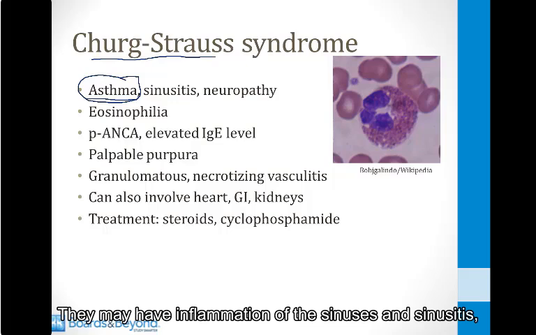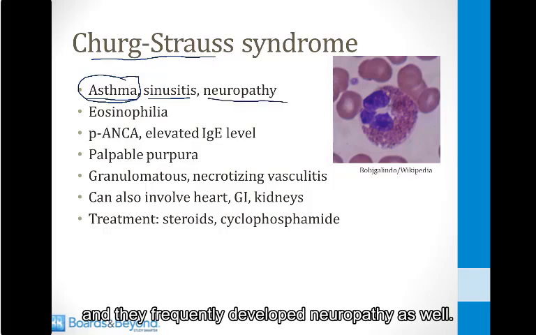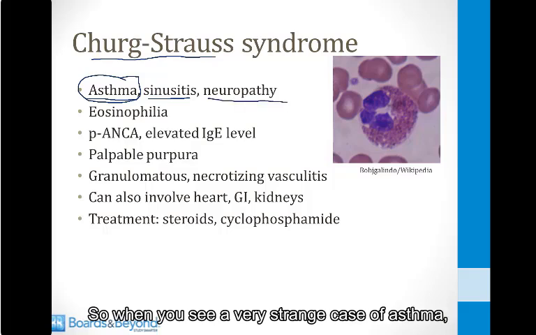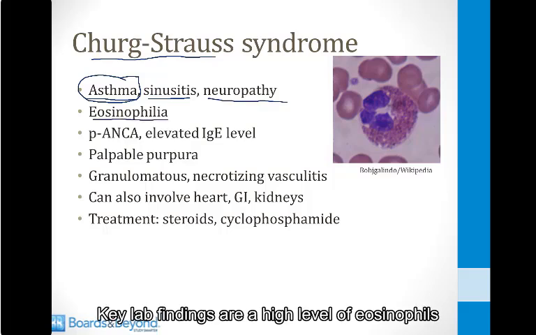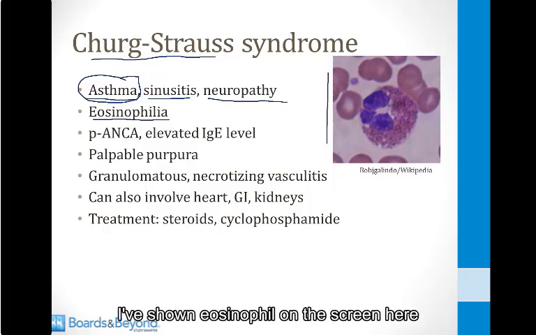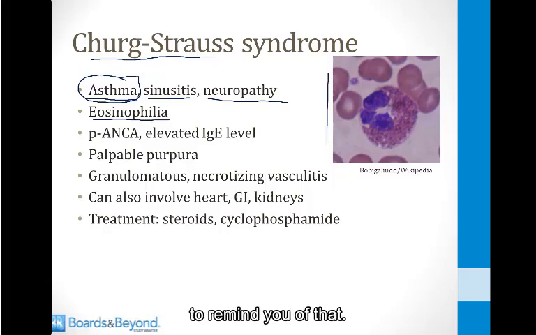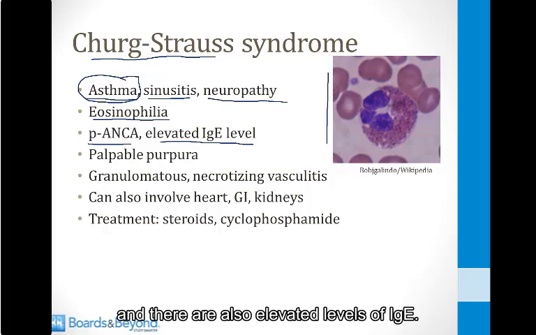In addition, they have many bizarre extrapulmonary findings associated with their asthma. They may have inflammation of the sinuses and sinusitis, and they frequently develop neuropathy as well. So when you see a very strange case of asthma, you should think of Churg-Strauss. Key lab findings are a high level of eosinophils in the peripheral blood. I've shown an eosinophil on the screen here to remind you of that. This is a p-ANCA positive disorder, and there are also elevated levels of IgE.